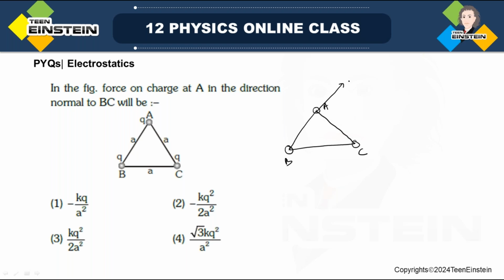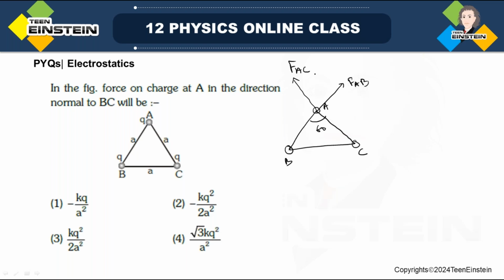Let us say this is the force on A due to B, and this direction, C will push in this direction. So this is the force on A due to C. And now this angle, see, this angle is actually 60 degrees.